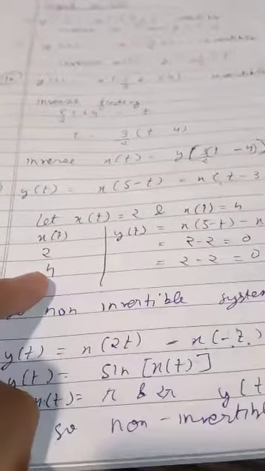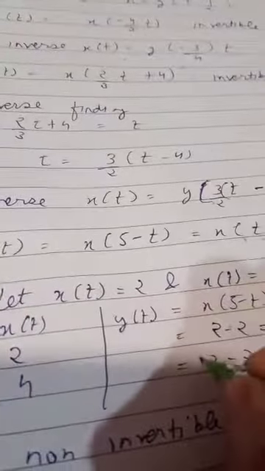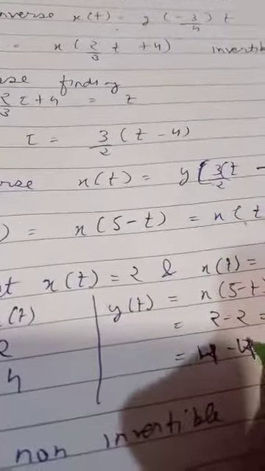In the next case, let's take x(t) equal to 4. So again it will remain the same. So it will be 4 minus 4 equal to 0.